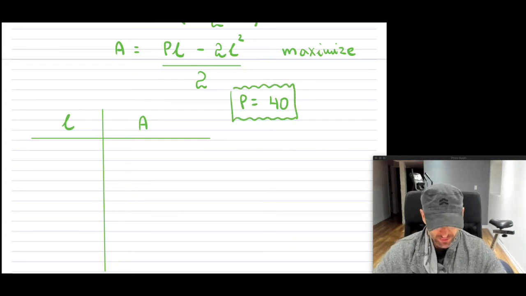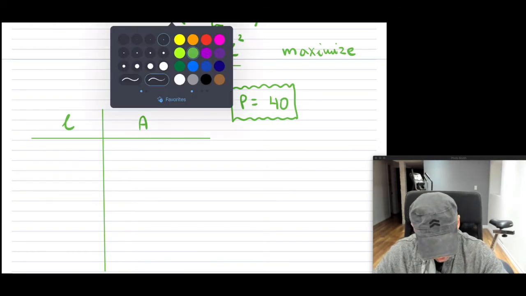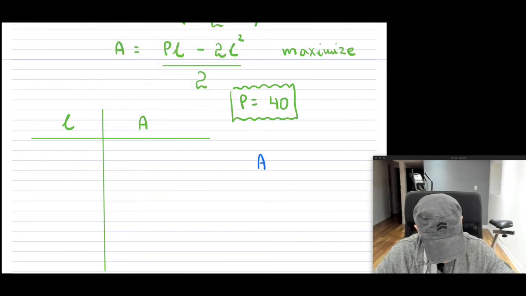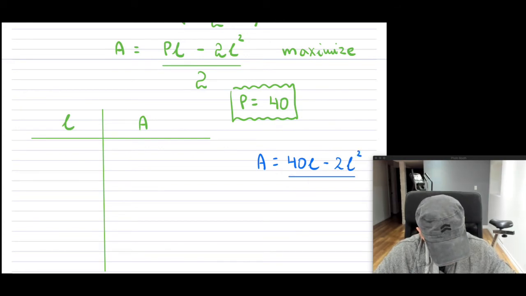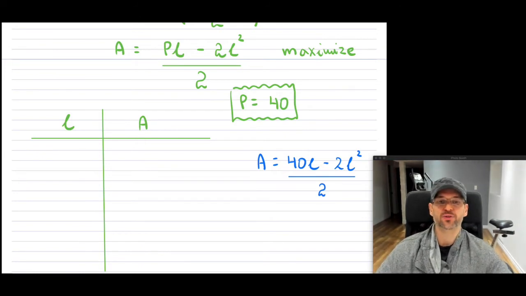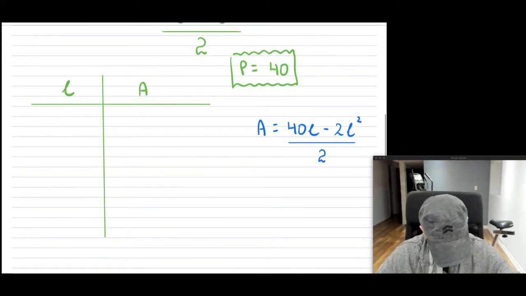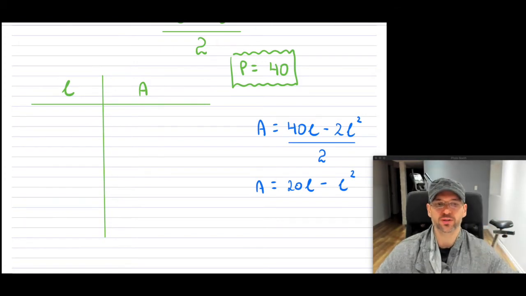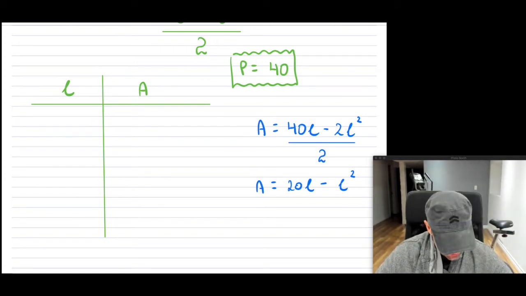So now if that's my perimeter, my area equation now equals 40L minus 2L squared, divided by 2. Now the 2 can cancel. So 2 goes into 40 20 times, so this is 20L, and then minus L squared, because the 2 and the 2 cancel. So that is basically my equation.